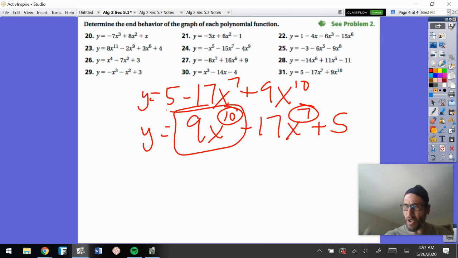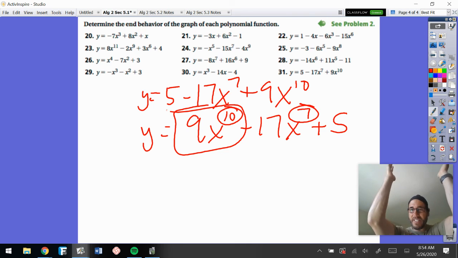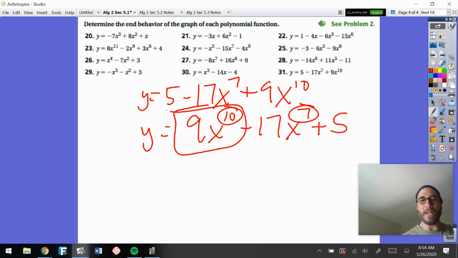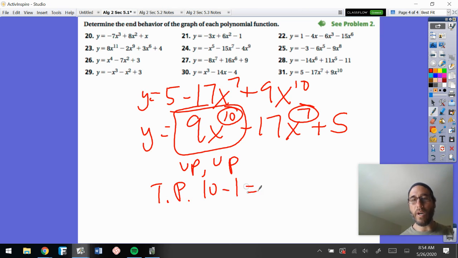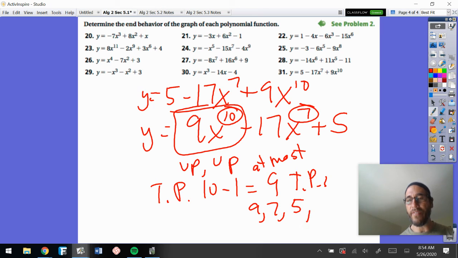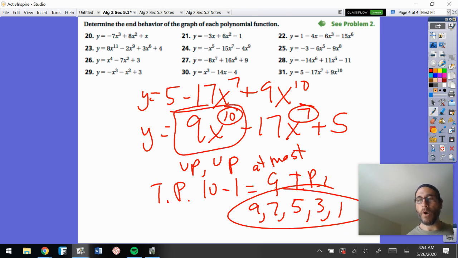Oh, 10 is even, so they're both up or they're both down. Remember, we look in front to see what it is. Now it's positive, and that means it's going to end up positive, and they got to be the same. So positive, positive means up and up, right? And then TPs would be 10 minus 1, which would be at most 9 TPs. So what could the possibilities be? 9, 7, 5, 3, or 1. Boom, boom, boom. That is the lesson.